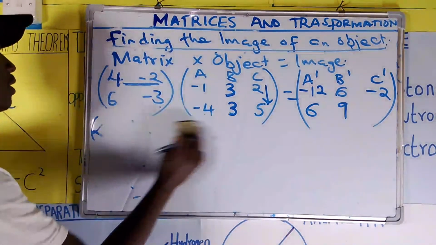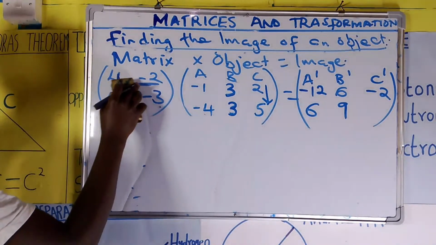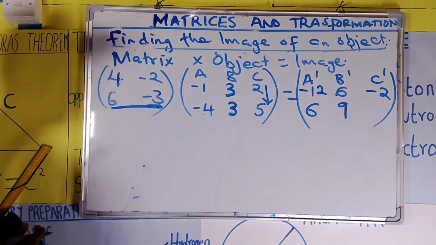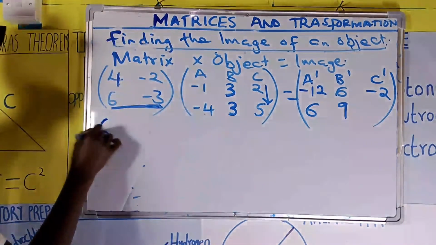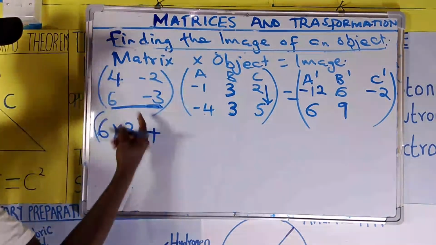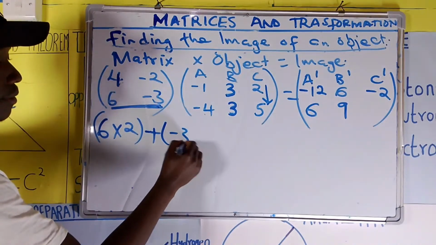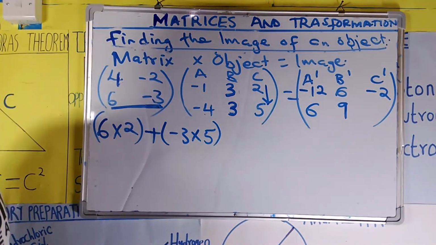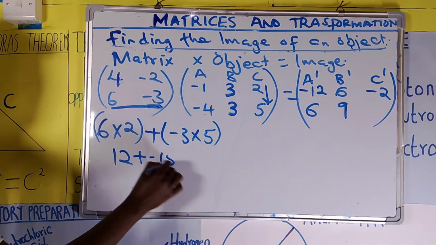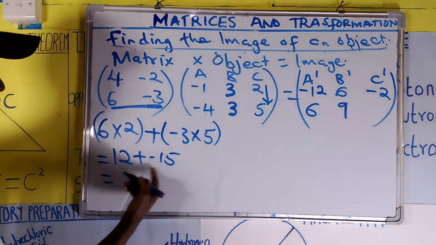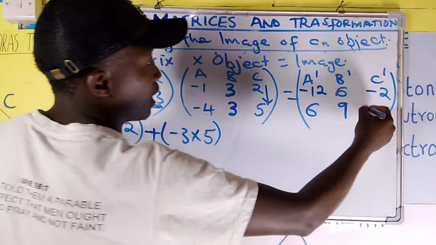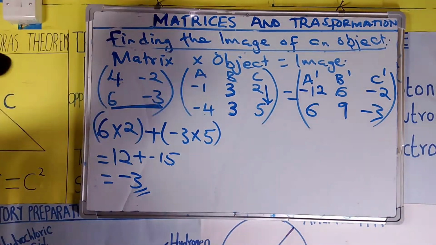Alafu tuende ya chini. Ya chini itakuwa 6 times 2, 12, plus minus 3 times 5, so itakuwa 6 times 2 is 12 plus minus 3 times 5 is minus 15, so 12 plus minus 15, this is minus, so it will be 12 minus 15 is negative 3. It is equal to negative 3.